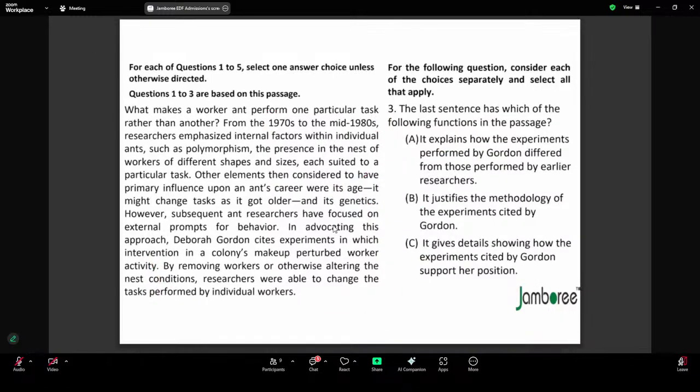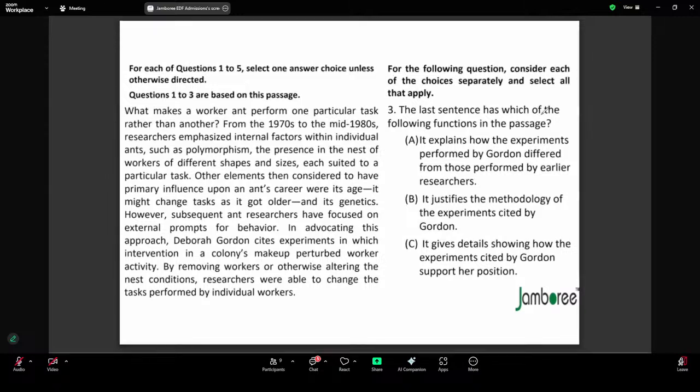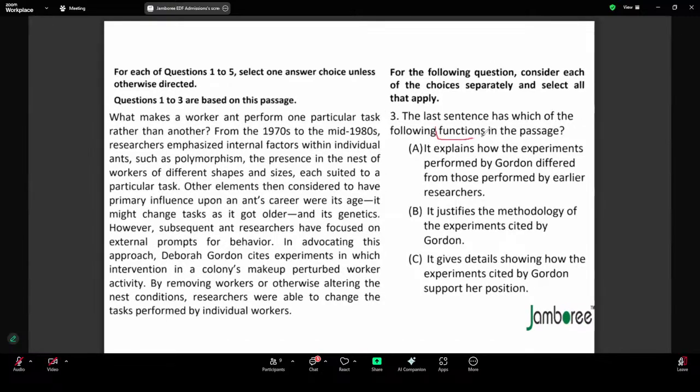New passage. Oh no, it's the same one. Sorry. Which of the following, last sentence has which of the following functions, keyword function. What role does it play?